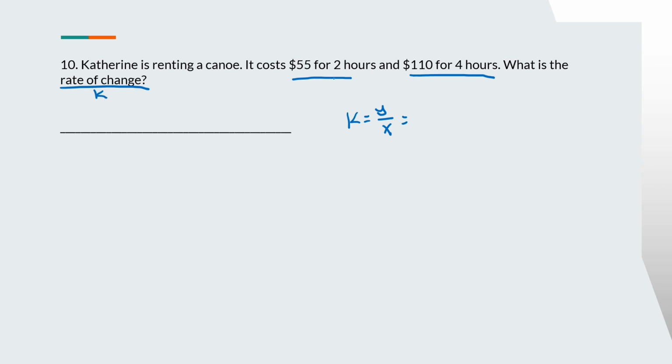Now think what we have here. We have dollars and hours. We wouldn't say hours per dollar. We would say dollars per hour. So now I can put dollars is 55 over hours is 2. And 55 divided by 2 is $27.50. And you can check it with 110 over 4 because it'll come out the same. It's a constant rate of change. It's not going to be different. So our answer is $27.50. Remember, money is always 2 decimal places. So if you write 27.5, it will be the wrong answer.